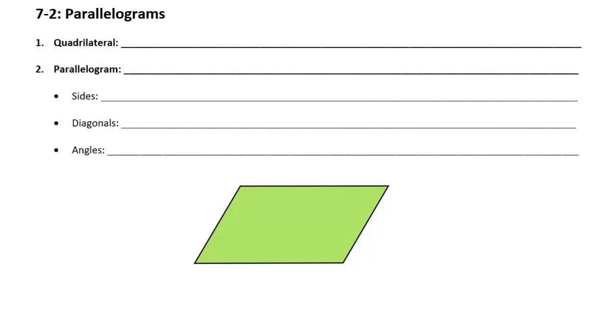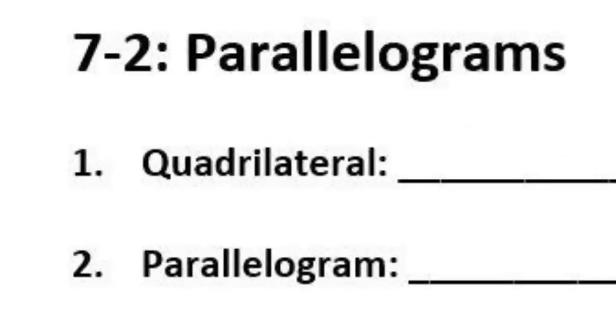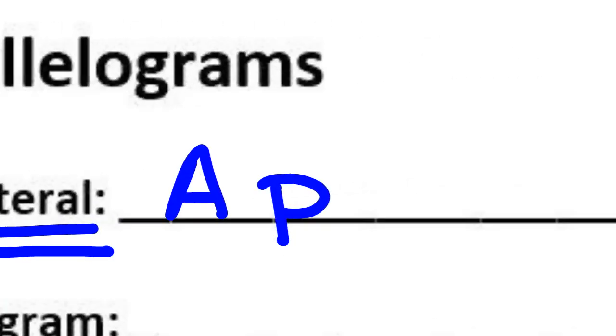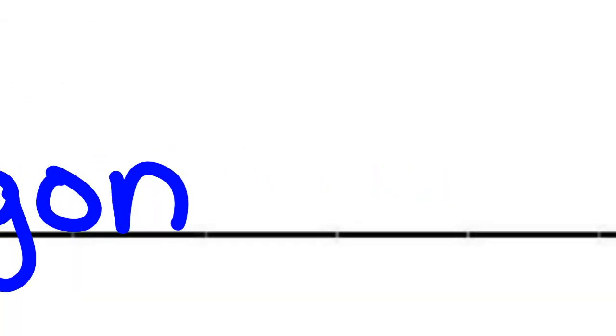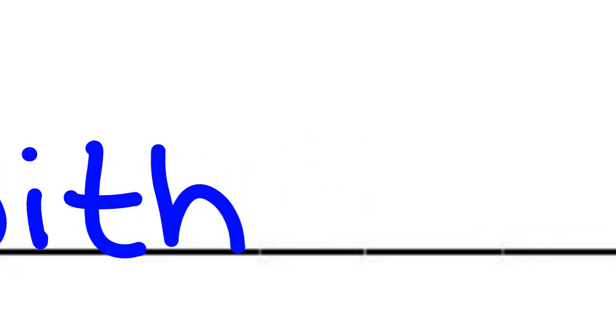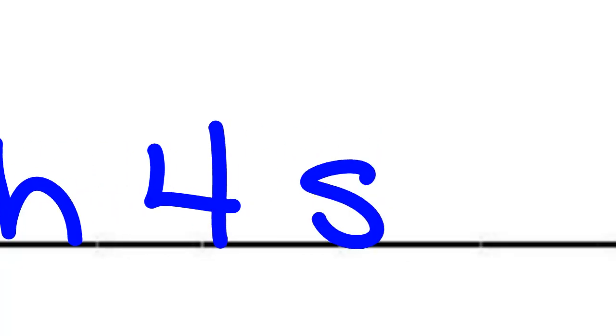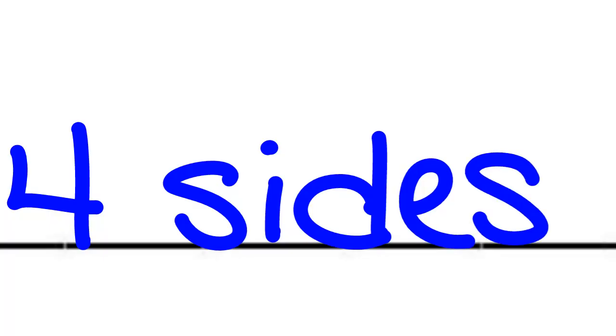Okay, so today we're going to continue our investigation of polygons, and we're going to start talking about one special type of polygon. But the category that we're getting ready to enter into is quadrilaterals. And a quadrilateral is a polygon with four sides. A quadrilateral is any polygon with four sides.